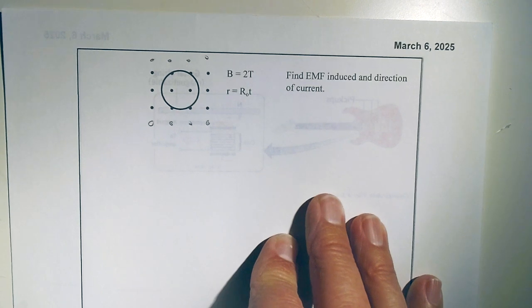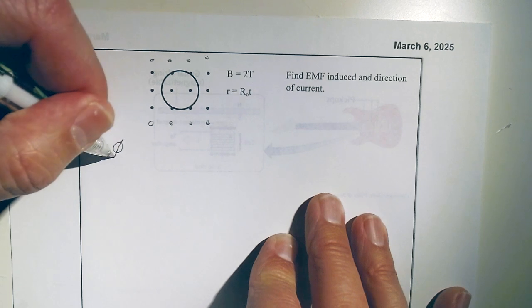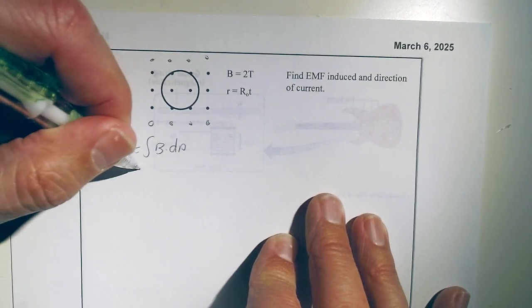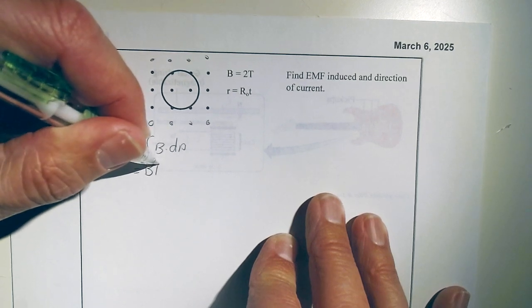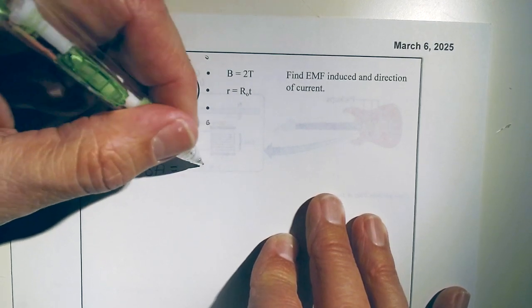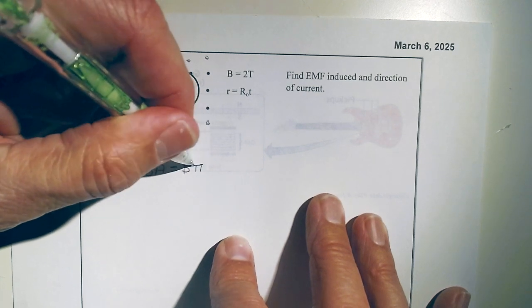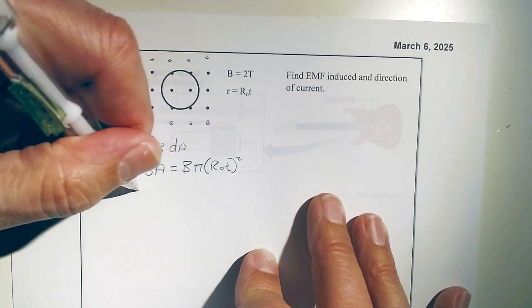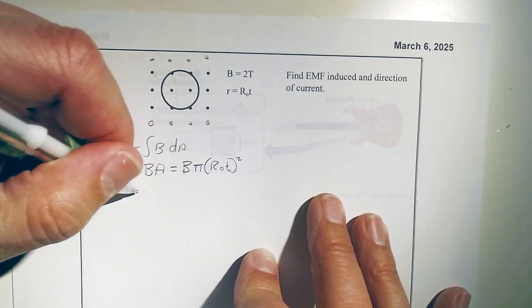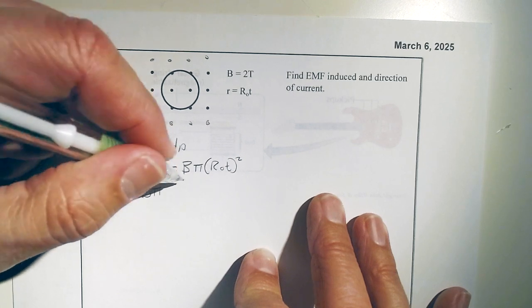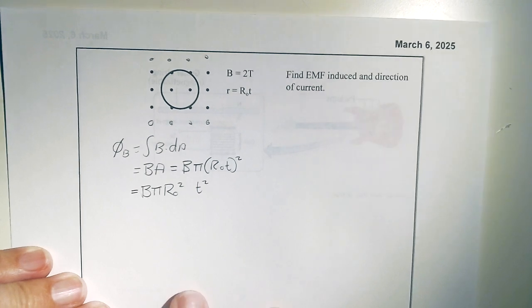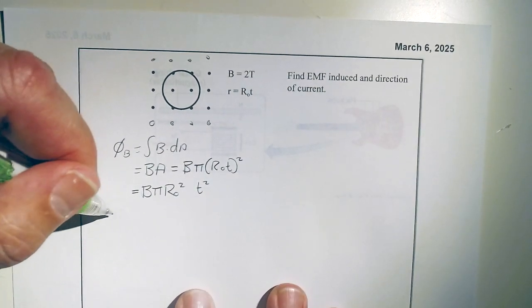So what we need to do is put down what the flux is, right? The B flux is the integral of B dot dA. The B is constant. B integral of dA ends up being B times A, which ends up being B times pi times (R0 t) squared. And what I'm going to do is evaluate that as B times pi times R0 squared times t squared. The reason I'm doing that, I want to get all the t stuff alone.